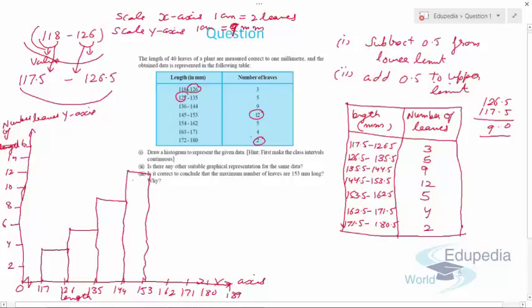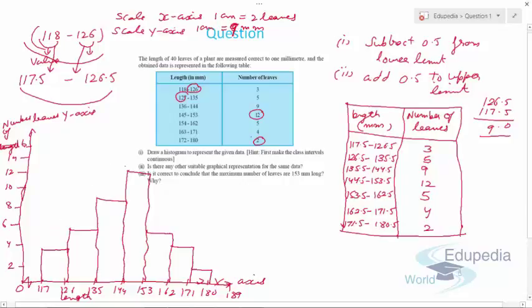153.5 to 162.5 comes 5. Then comes 162.5 to 171.5, so this is 4. Then comes 171.5 to 180.5, the value is 2. So this will be the histogram. This is the drawn histogram for the corresponding data, right?